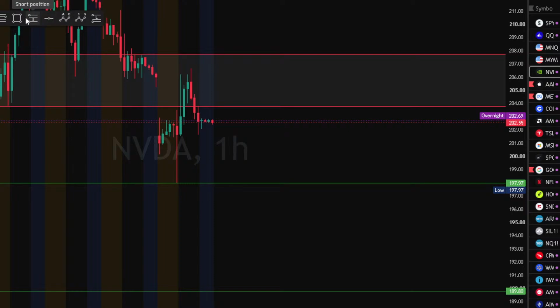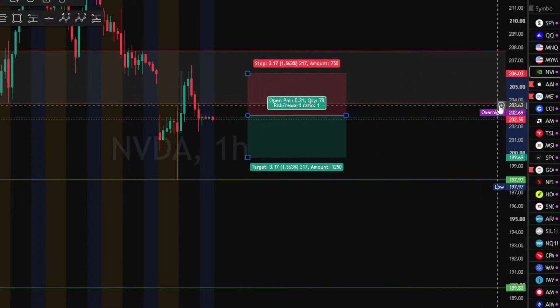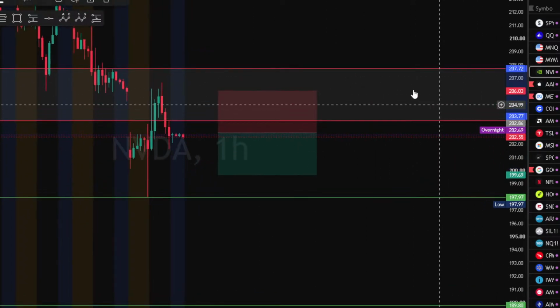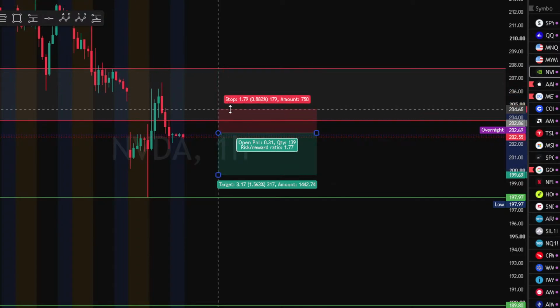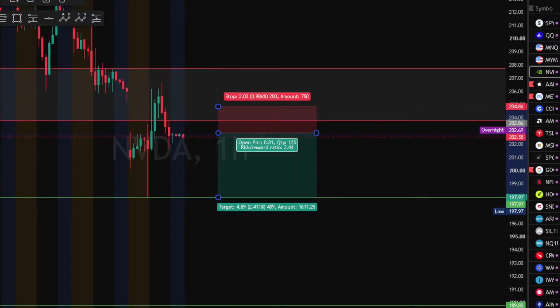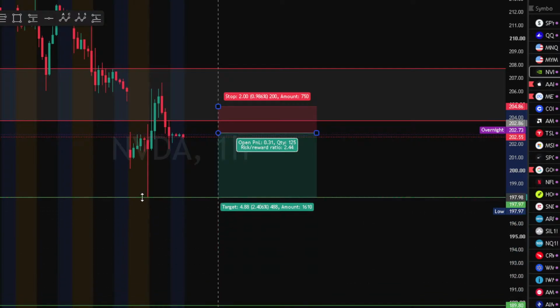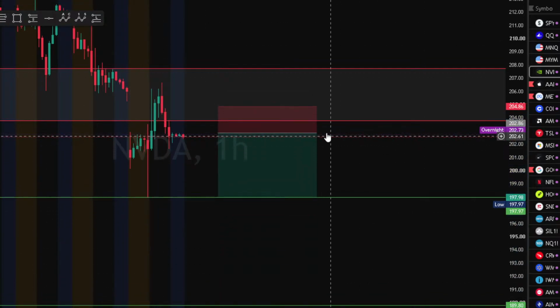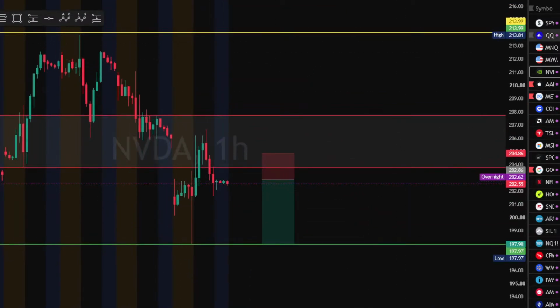So let me put a short position tool. Like I always said, we want to see that downtrend underneath this daily gap at 203.77. We want that downtrend underneath there. Like we said, first target is, of course, 197.97. Then that next target is all the way down here at that 189 area. So really just look for a downtrend underneath that 203, preferably on that hourly.